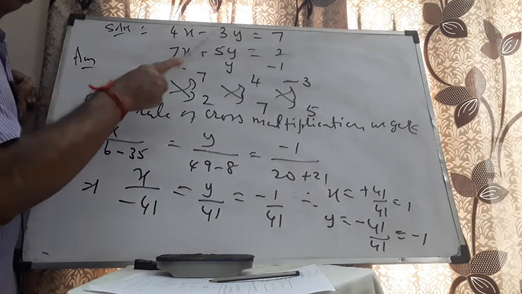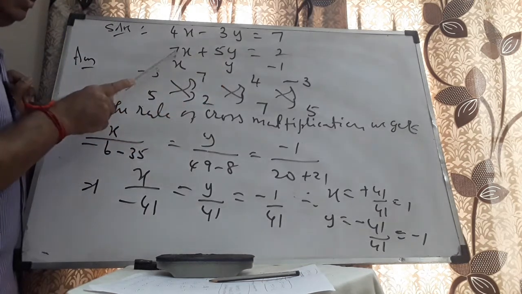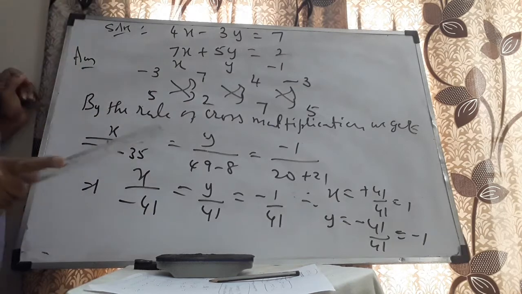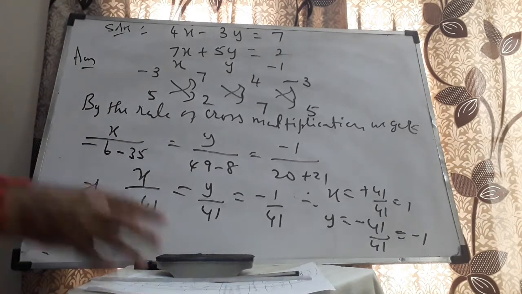4 into 1 minus 3 into minus 1 is 7. 7 into 1 plus 5 into minus 1 is reduced to 2. Therefore, it satisfies both the equations simultaneously.